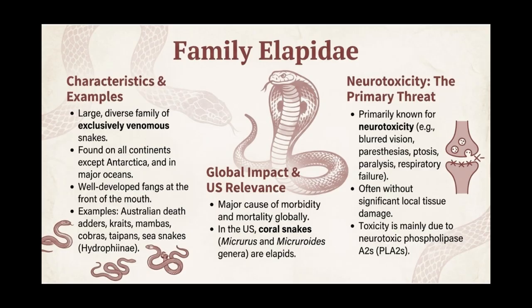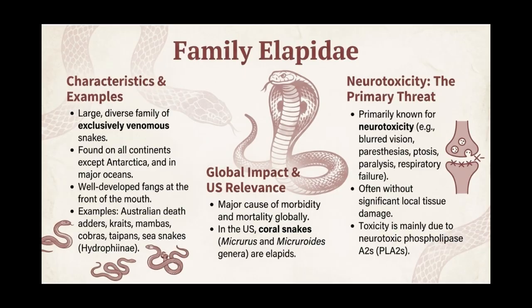Elapids are a major cause of snakebite-related sickness and death worldwide. In the United States, coral snakes, which belong to the genera Micrurus and Micruroides, are examples of snakes in this family. These snakes are primarily known for producing neurotoxins that can cause symptoms such as blurred vision, abnormal sensations, drooping eyelids, paralysis, and respiratory failure. Unlike some other venomous snakes, coral snakes tend to cause less local tissue damage.